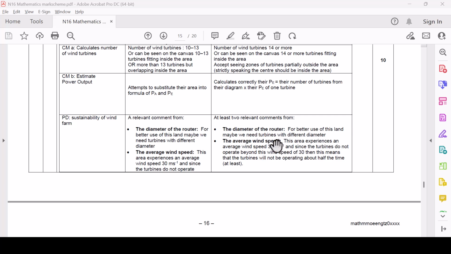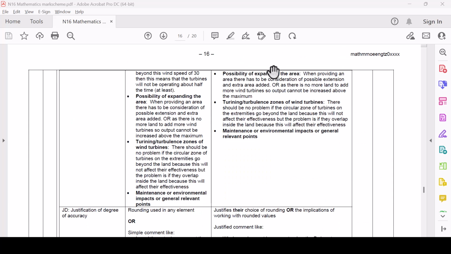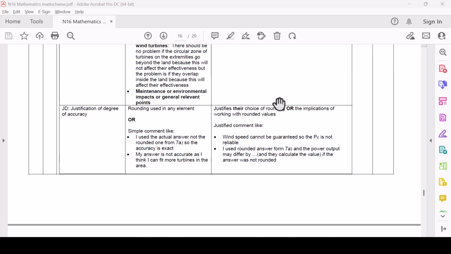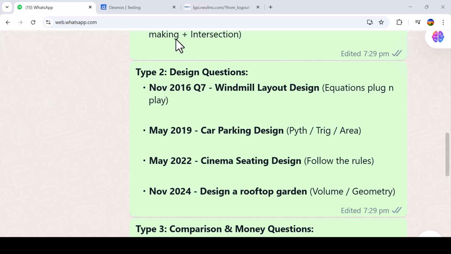Now obviously these can be learned from the video, because most of this information was from the video. And then justifying the degree of accuracy: how can you guarantee that the wind speed is going to stay constant? We have some windy days, we don't have windy days. It's the same like solar, we have sunny days, we don't have sunny days. And if you have used any rounded answers in your calculation, you can mention that also. So in most of the cases it's inaccurate. All right, and this finishes the first question.